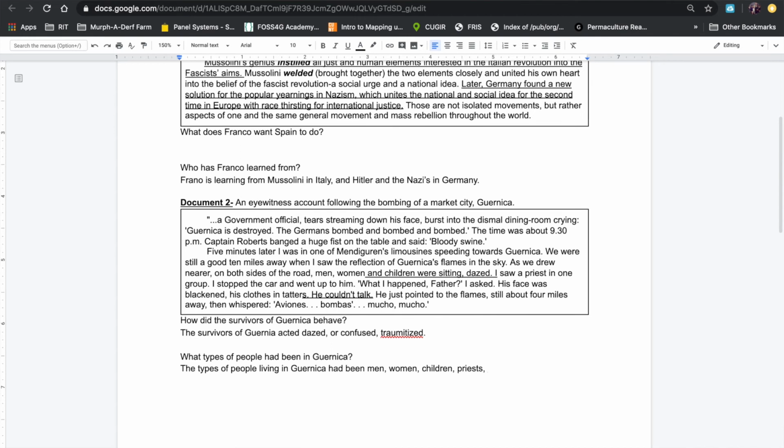And if you take information from the slideshow, you'll know that it was just like a bunch of farmers and people. I'm not going to put that in my answer, just you can. But who was living there? Men, women, children, priests. Who was not living there? Soldiers weren't living there. Revolutionaries weren't living there. This was a peaceful little town. It was just a market, and the Nazis firebombed the hell out of it.